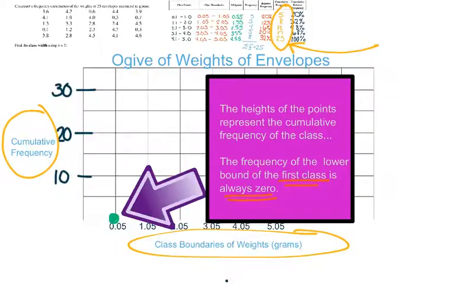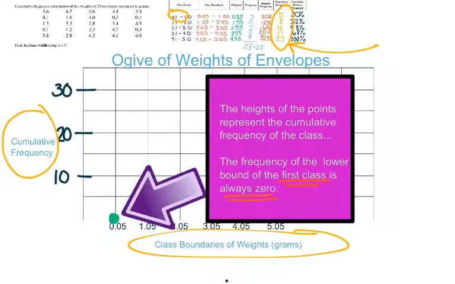So that's really important. Another thing to remember is that, just like the frequency polygon, generally people will use line segments as opposed to a curve. It makes it easier to estimate when we're reading off of a graph. And then the last thing is the heights of the points represent the cumulative frequency, but the frequency of the lower bound of the first class is always 0. And that's because 0 values will fall below 0.1, our lowest value.